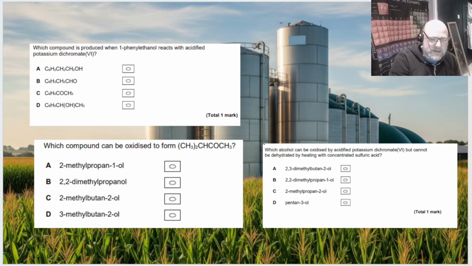Okay, let's do the last couple. Ugh, why have I got 1-phenyl ethanol again? I didn't want to look at that.